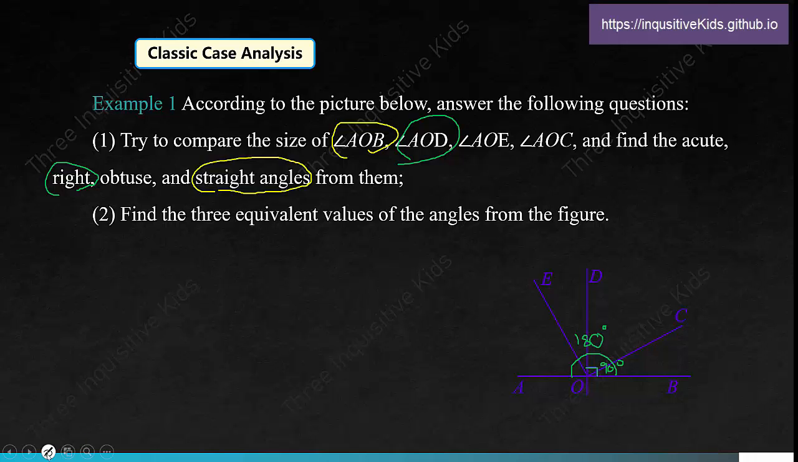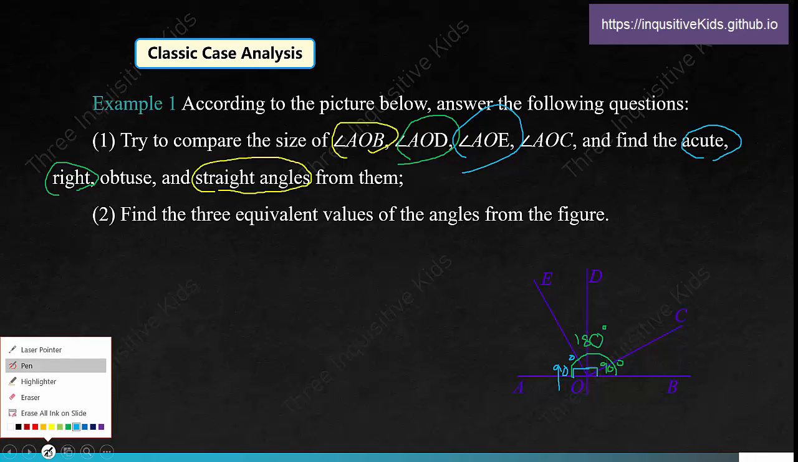Now we have AOE. I'll use blue for that. AOE is this one. But we already know that AOD is 90 degrees, or right. As you can see, AOE doesn't line up with OD right here. It's slightly tilted so that it's less than 90 degrees. Less than 90 degrees, well, that's acute. So it would be the acute angle.